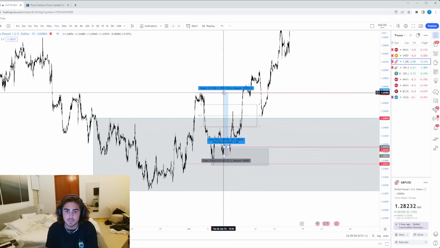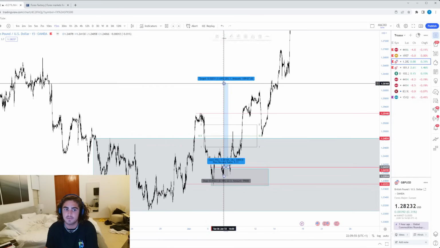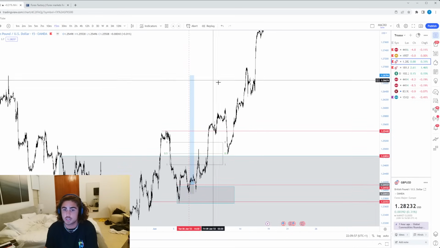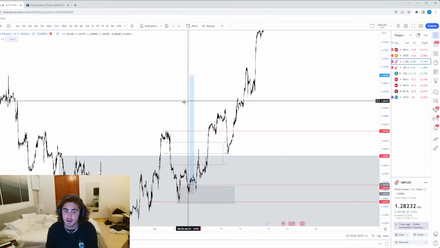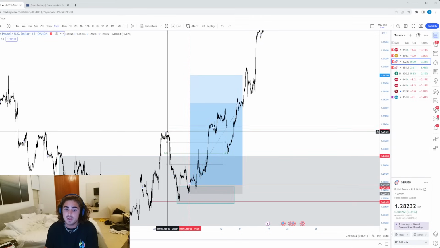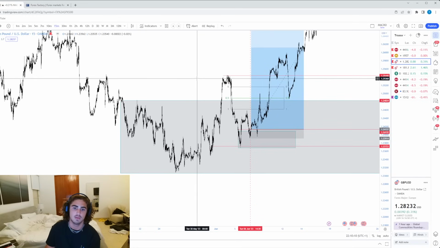Where could take profit 2 be? These highs up here, destroyed them. Where could take profit 3 be? These highs, destroyed them. I would have called it right here. Pretty much a 1 to 12 risk to reward ratio off of using the stuff that we were able to put together.